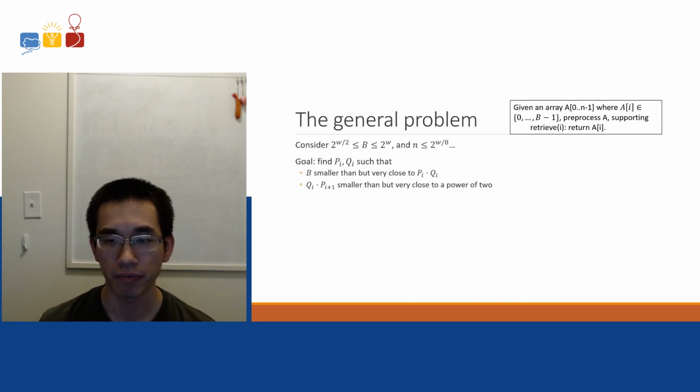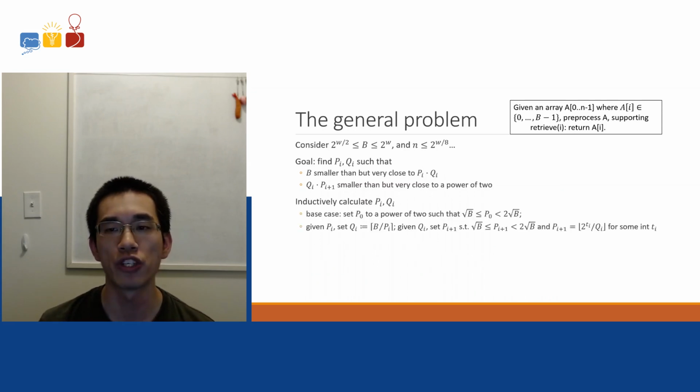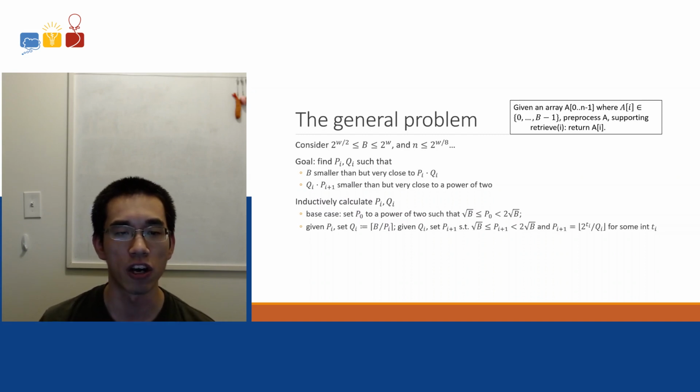Okay. So in general, one way to generate these sequences of pi and qi is by induction. We can inductively calculate pi and qi as follows. In the base case, we set p0, the first p, to be a power of 2 such that it is between square root of b and 2 times square root of b. There's always such a power of 2 in this range.